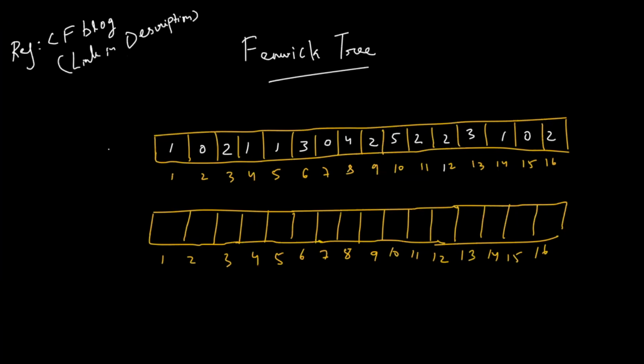So let's take this array of size 16. We know one thing, that any number can be represented in powers of 2. If I write 11, that is nothing but 8 plus 2 plus 1. If I write 12, that is nothing but 8 plus 4. So we actually use the power of 2 concept to create the Fenwick tree. Let's understand how we create the Fenwick tree.